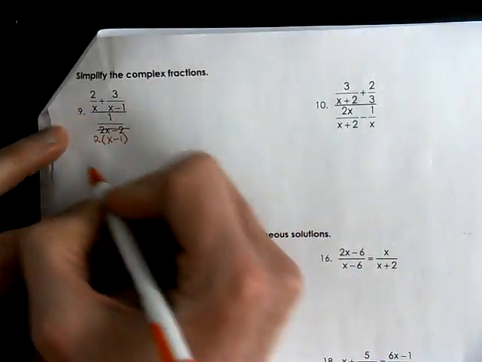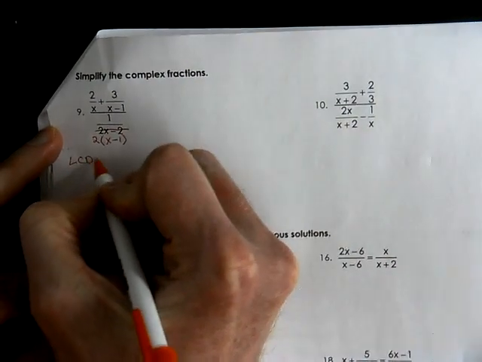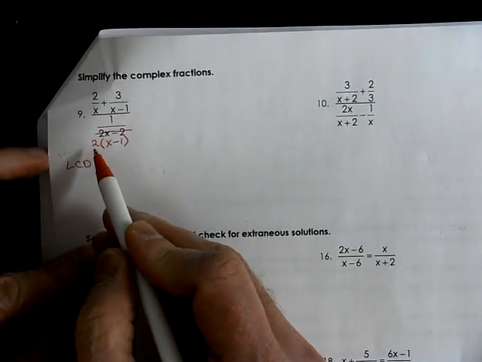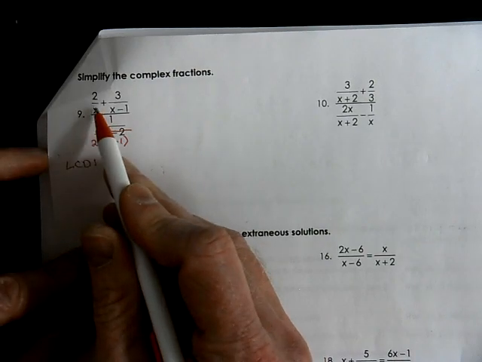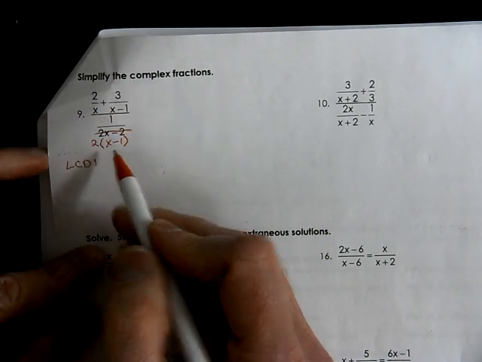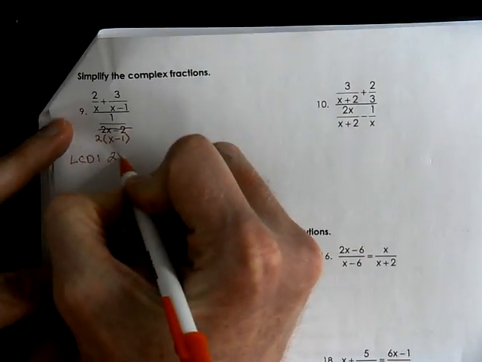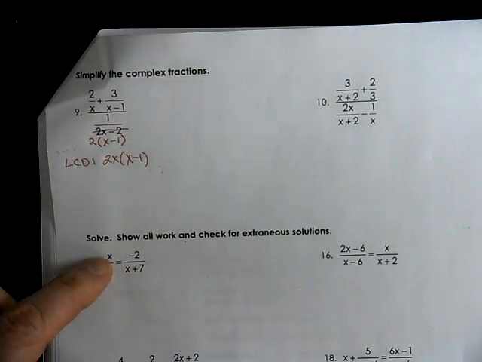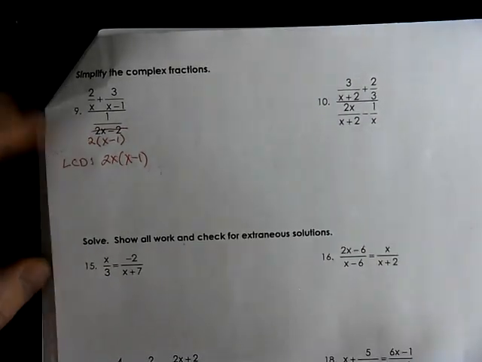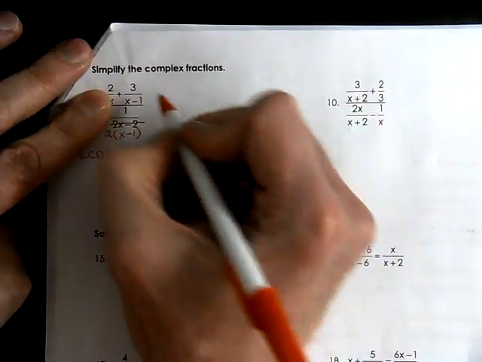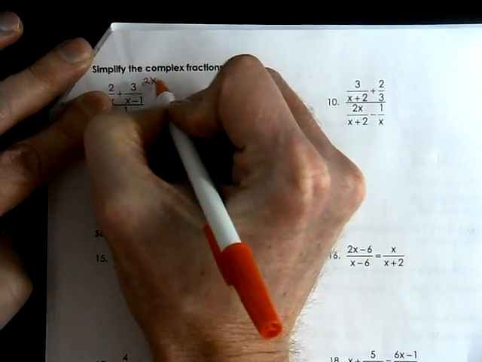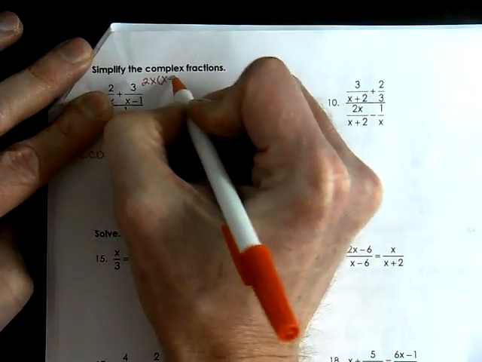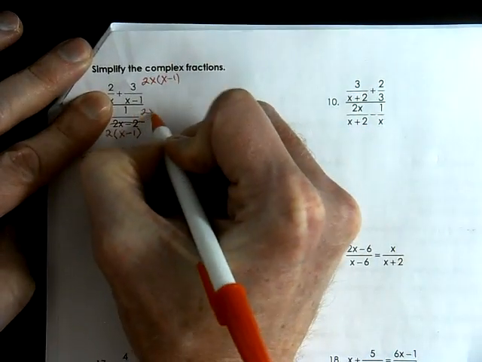So my LCD has to be the 2, has to be the x, and has to be the x minus 1. So that's my LCD, least common denominator. And I'm going to multiply that to all the tops of the little fractions.